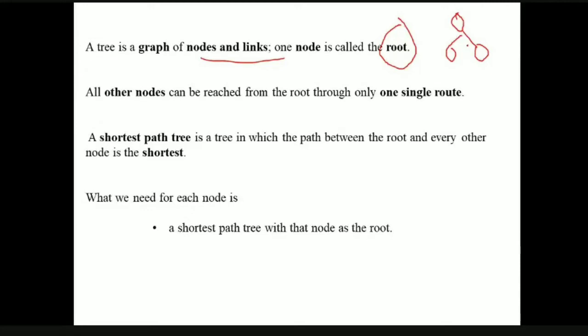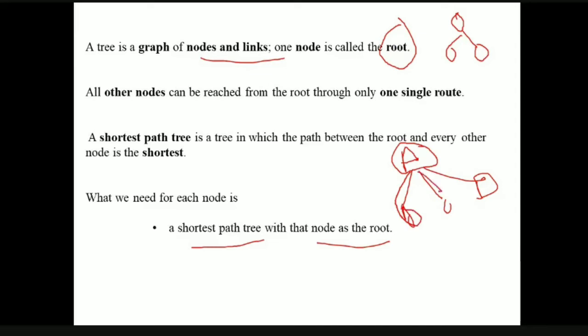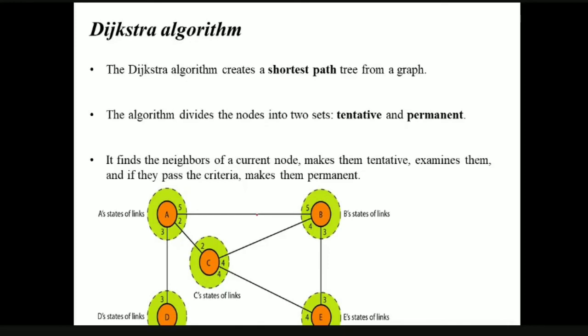So for each node, what do we require? We require a shortest path tree with that particular node as root. Let us say we want to send information from A to B, A to C, and A to D. We require A as the root node, and from A to B we should be able to send the information with the shortest path. From A to C, we should be able to send the information with minimum cost. From A to D, also with minimum cost. So for each and every node, we need to construct the shortest path tree. Let us now take an example and construct the shortest path tree for a particular node.